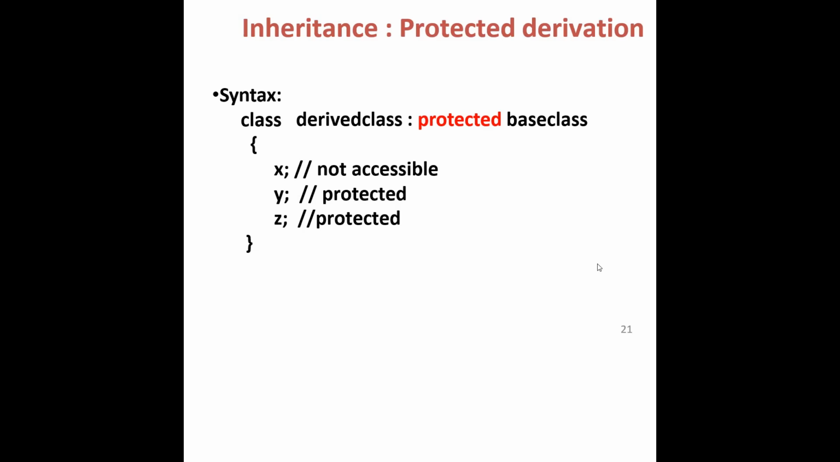Now see the inheritance by protected derivation, syntax: class derived class colon protected base class open curly bracket. x is not accessible because x is private inside the base class. Okay, but y is public inside the base class, but for protected derivation it will become protected inside the derived class. And as z is protected inside the base class, for the protected derivation it will also become protected inside the derived class.